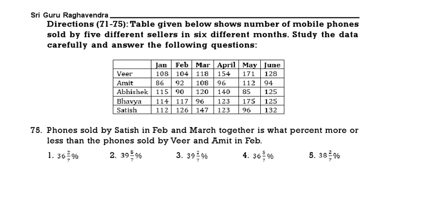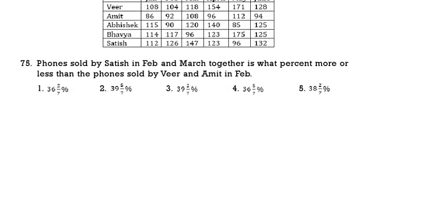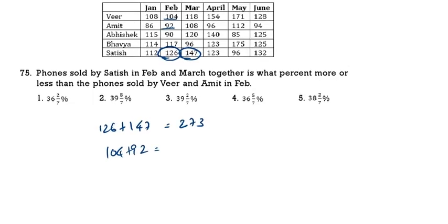Then phones sold by Satish in February and March together. Satish February is 126, March 147. So 126 plus 147, 273. Veer and Amit in February means 104 plus 92. What is 104 plus 92? 196. So what is the difference? We got 77. So 77, it is more.